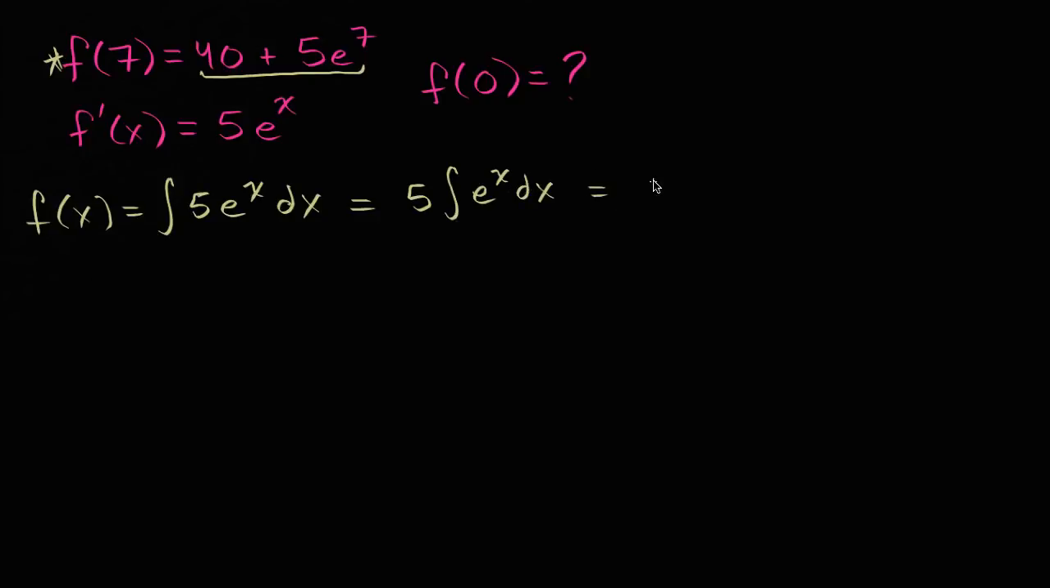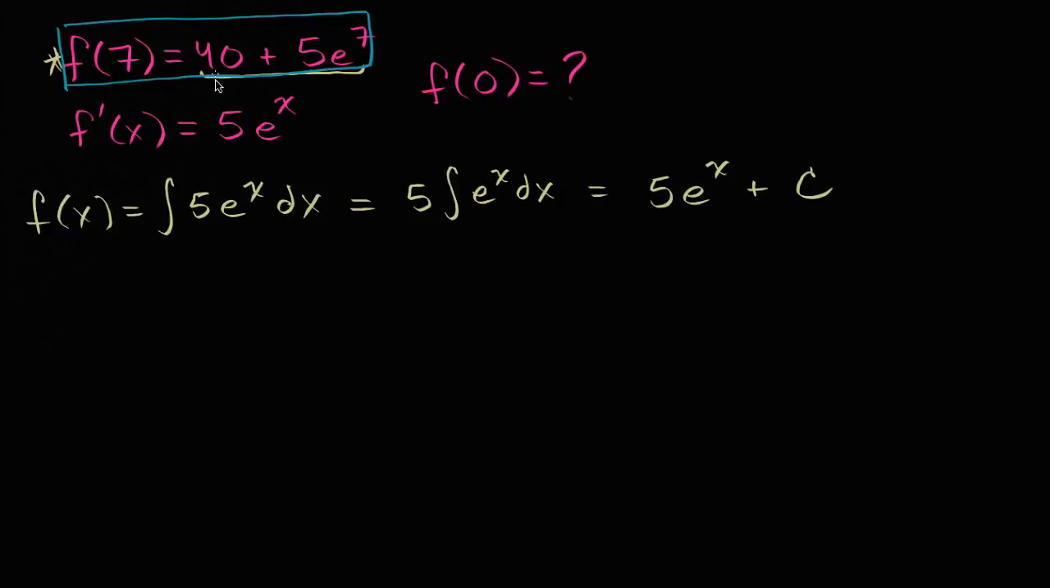So this is going to be 5e to the x plus c. And you can verify: take the derivative of 5e to the x plus c. The derivative of 5e to the x is 5e to the x, so that works out. And the derivative of c is 0, so you wouldn't see it over here. So now let's use this information to figure out what c is, so that we know exactly what f(x) is, and then we can evaluate f(0).